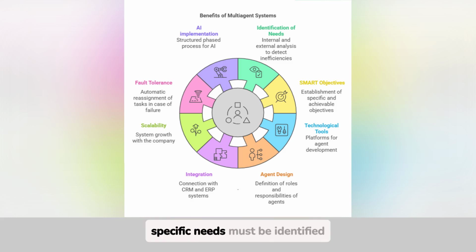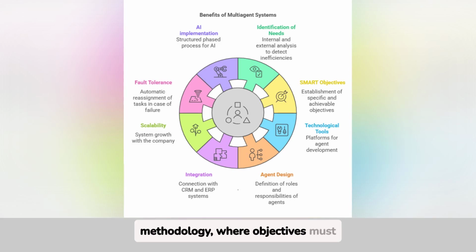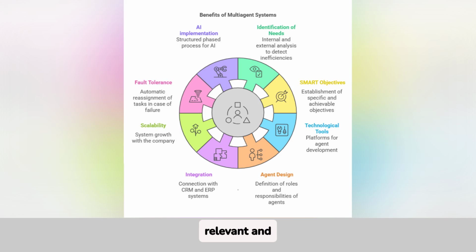First, specific needs must be identified through internal and external analysis. This would allow us to detect inefficiencies in operational processes and find opportunities in the market. And how do we define the objectives for the implementation of a multi-agent system? Following the SMART methodology, where objectives must be specific, measurable, achievable, relevant, and time-bound.